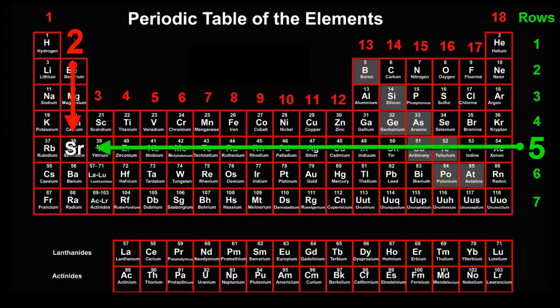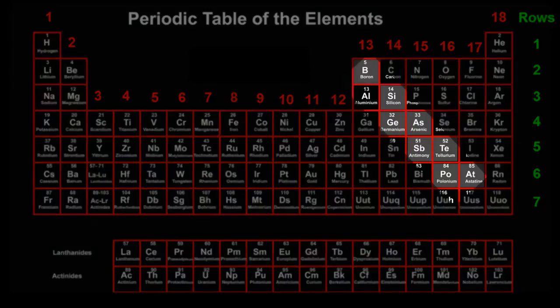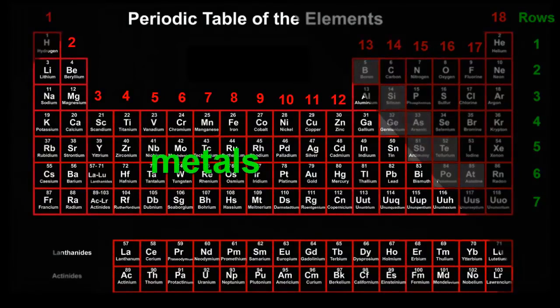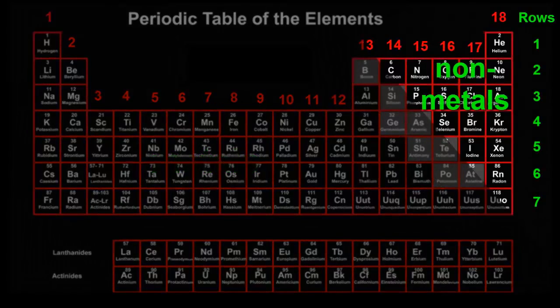There can only be one answer: strontium. Each element has its own unique combination of row and group. Can you see the grey diagonal band that splits the periodic table into two parts? This divides the elements into metals on the left and non-metals on the right.